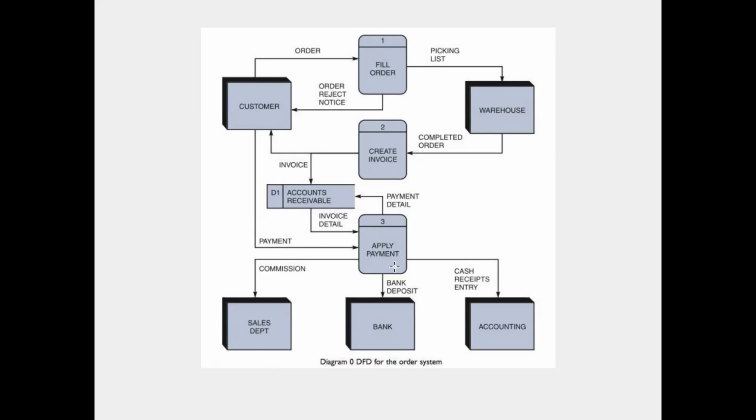So if the order can be completed, in the second process, we will create the invoice and then we'll inform or store that under accounts receivable. Third one, you can get the invoice details here, and from this, it can update the data about the payment details. The last process, to apply the payment, you will have commission, then bank deposit or cash receipt entry. So any of these could be examples.